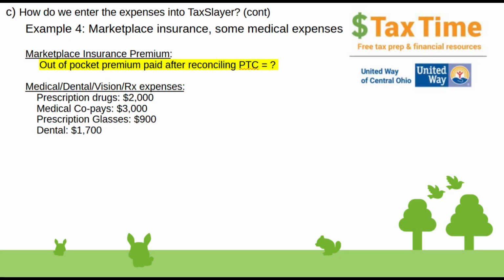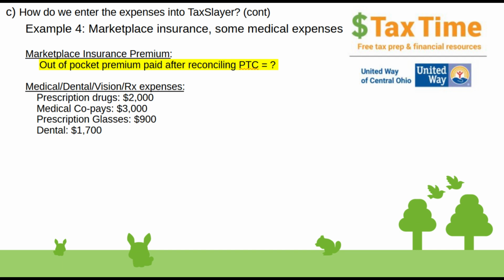Let's look at another scenario. In this example, the taxpayer has purchased marketplace insurance. We've kept all the medical, dental, prescription, and so on the same, just for simplicity. Now what we need to do is enter the marketplace insurance premium. And we're going to enter that in the same way we did for COBRA. It's going to be in the insurance premium section of Schedule A because it's one of those things that goes in the 100% deductible bucket for Ohio.